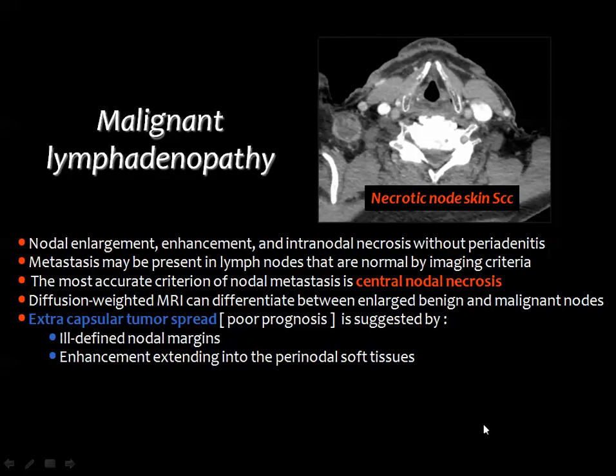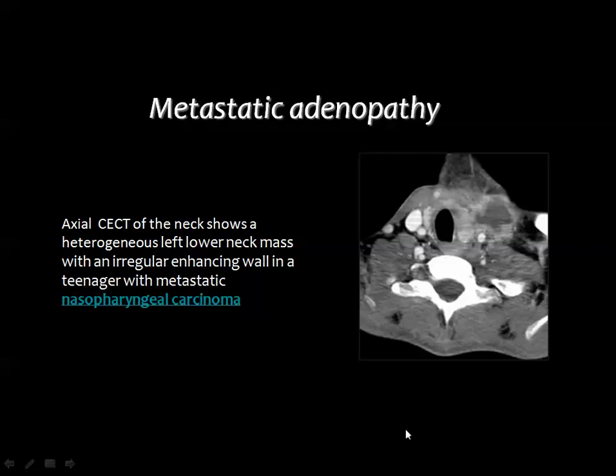Extracapsular spread of the tumor within the lymph nodes has a poor prognosis and is diagnosed in imaging by ill definition of the nodal margin and enhancement extending outside the confinements of the lymph node into the perinodal soft tissues. And these features are suggestive of extranodal extension, which is not seen in the inflammatory nodes.